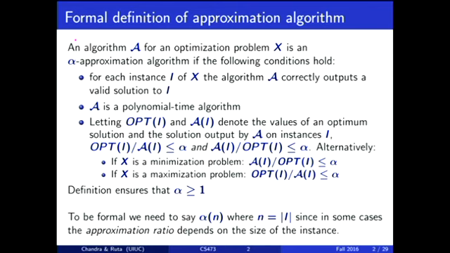But people sometimes don't use that notation. They'll say, even for maximization, I get a 2 approximation. What does it mean to get a 2 approximation for a maximization problem? I can't get 2 times the optimum value. So they're simply saying, instead of saying it's half, I'm going to flip it and say it is 2.